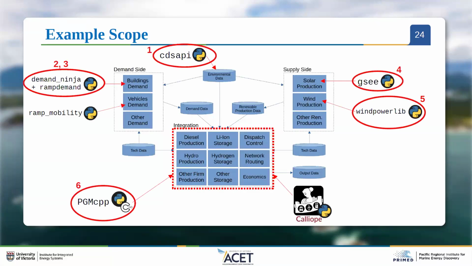For these examples, I'm going to focus on this scope. I'm going to start with pulling data from the ERA5 database. And then I'm going to do building energy demand. And then I'm going to do solar and wind production. And then finally, all that will feed into the integration modeling that I'm doing with PGM.